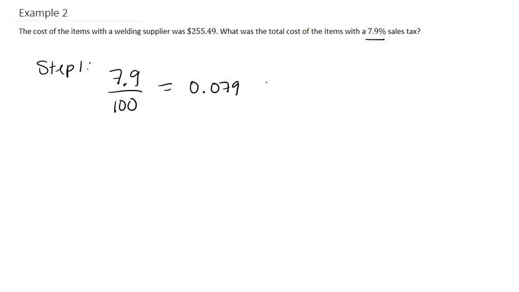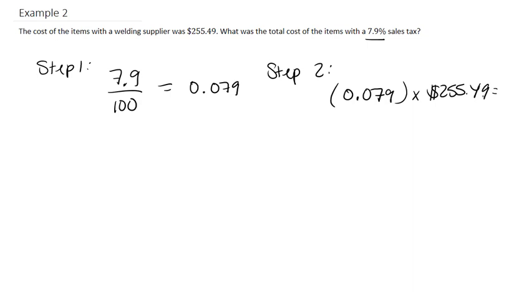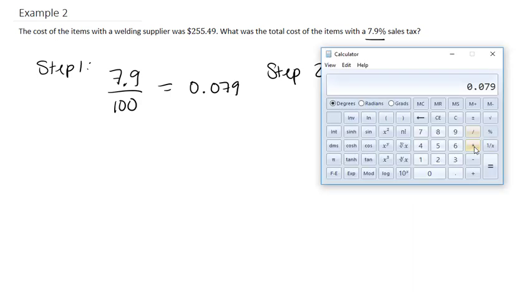Then step 2 is to multiply 0.079 times 255.49. And we get $20.18.